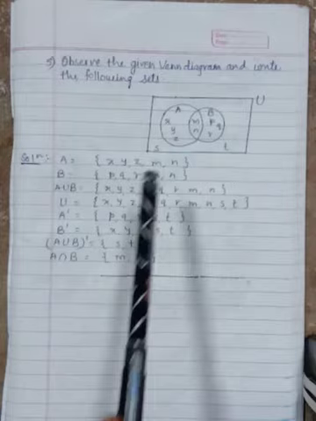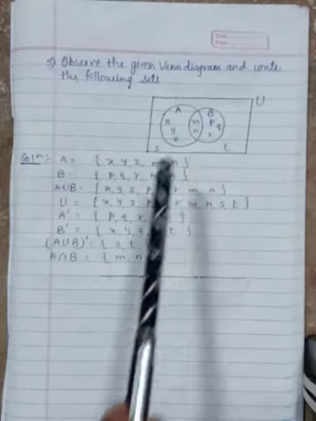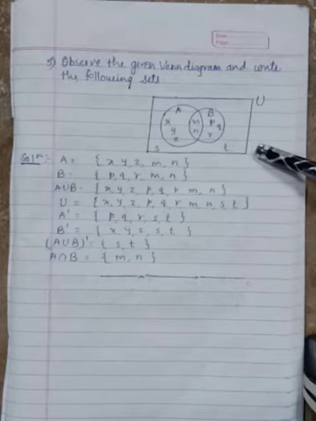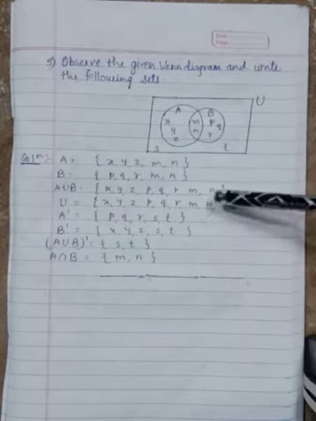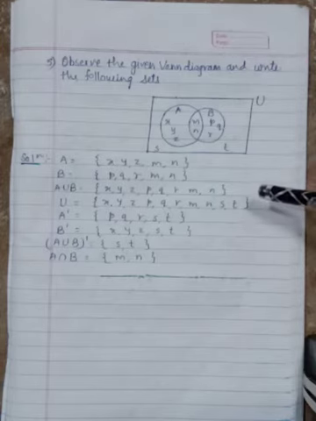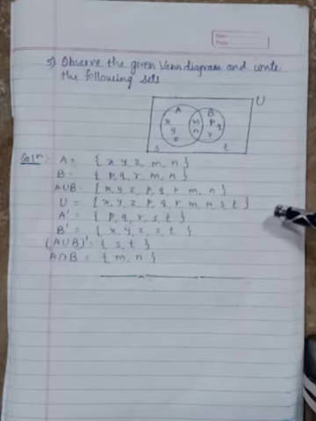And we also write A intersection B, that is the set whose elements are M and N. Okay, so these are the examples based on the formula n(A union B) is equal to n(A) plus n(B) minus n(A intersection B).